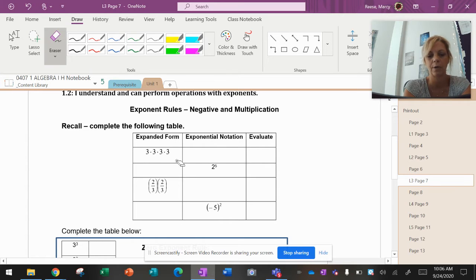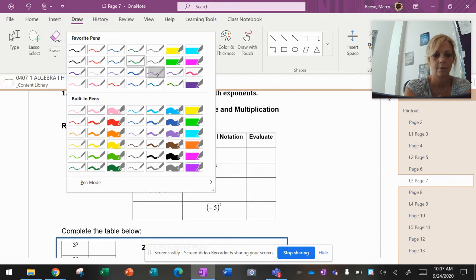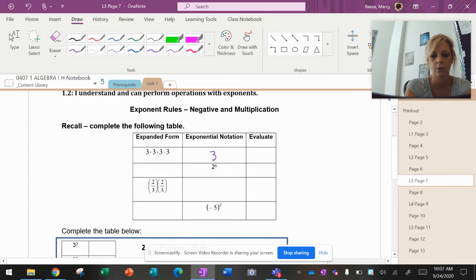So if I want an exponential notation and there's 4 3s, let's do a cool color. Let's do my favorite purple. We're going to do 3 to the 4th, right? And if you have to evaluate that, which means that you have to take 3 times 3 times 3 times 3.